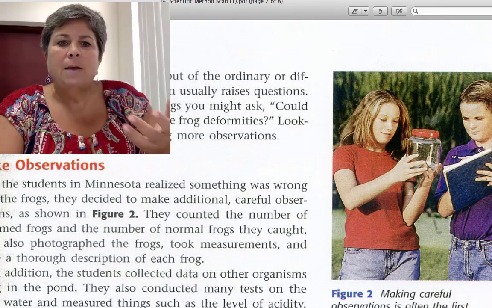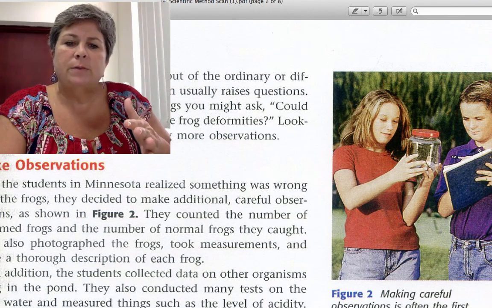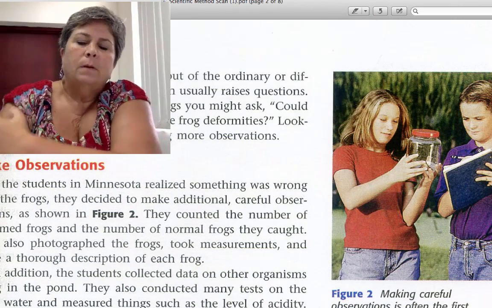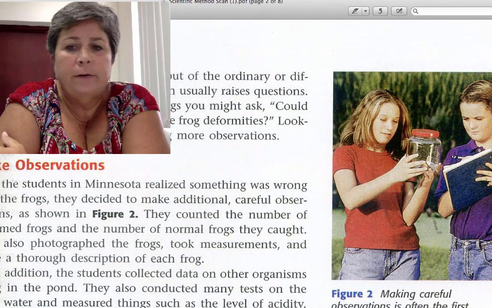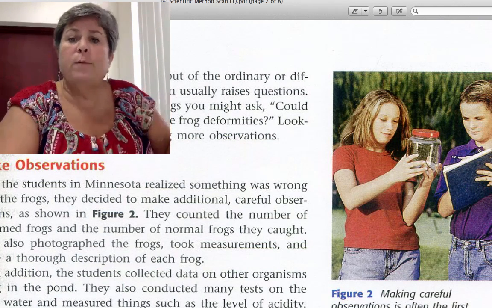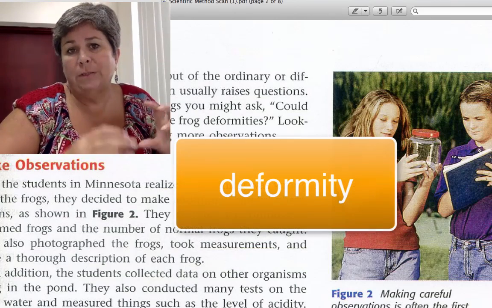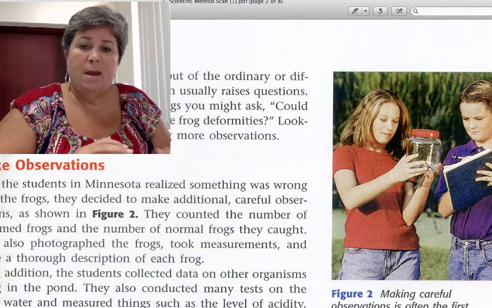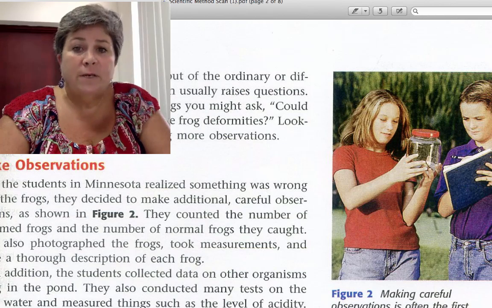So in this case, these students were noticing in a local pond area that a lot of these frogs had deformities. And the word deformities just means that there's something wrong with the form or the structure, deformed. So some of them were missing a leg or maybe had an extra leg, things like that. So that was the observation that they made.